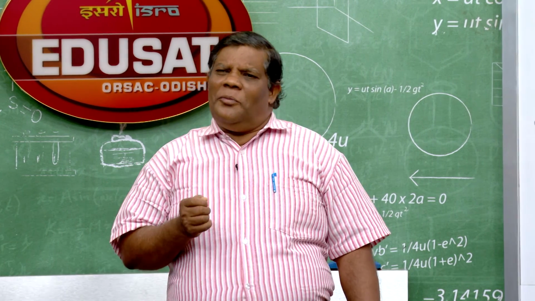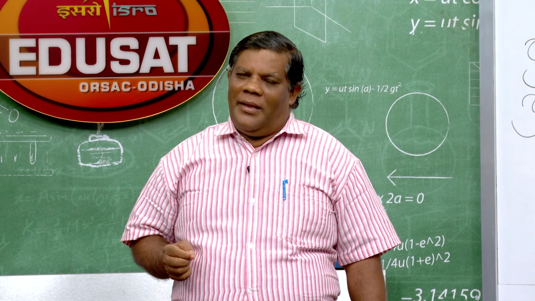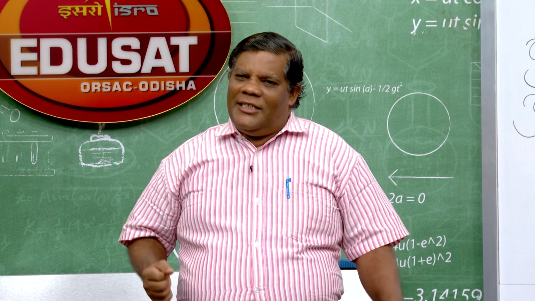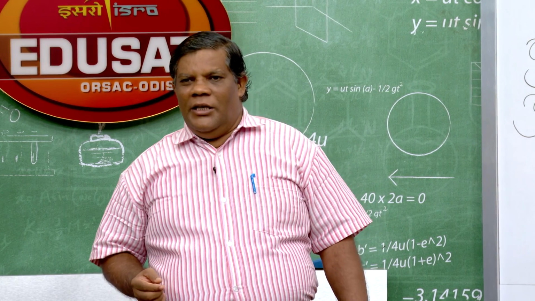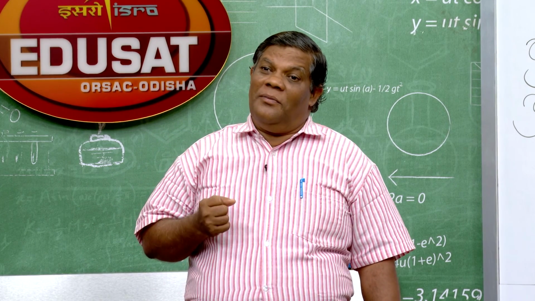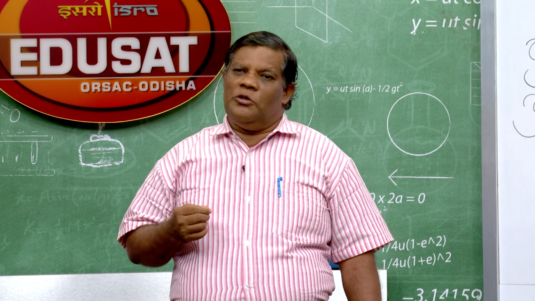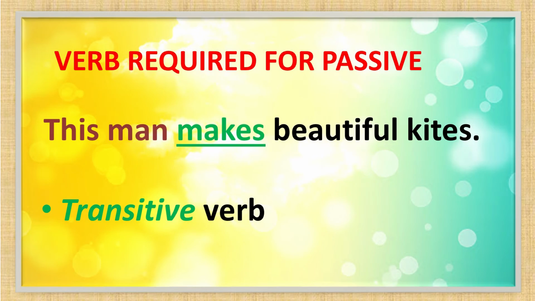So, what kind of a verb is required for passivization? That is another important question. We have different kinds of verbs, you see, but what kind of a verb is required for transformation of an active sentence into its passive form? It needs a verb that is called a transitive verb. You see, what is a transitive verb then? What is a transitive verb?